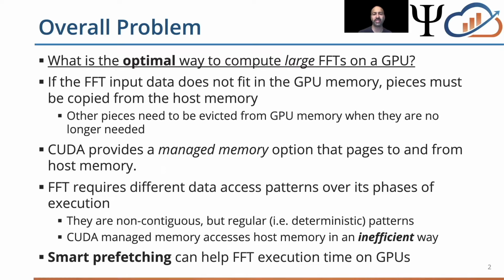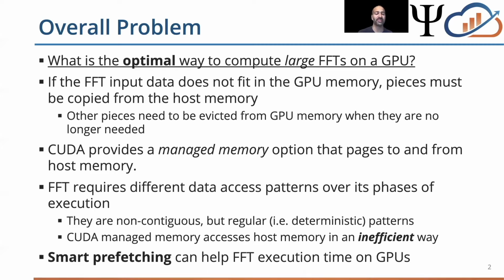If the FFT input data doesn't fit in the GPU memory, pieces of it must be copied from host memory. And at the same time, other pieces need to be evicted from the GPU so that there's space for those pieces we just copied. CUDA provides a managed memory option that does this already. It takes pages from host memory and moves them to the GPU and evicts them back. FFT requires different data access patterns over different phases. And some of these are contiguous and others are non-contiguous but regular patterns.